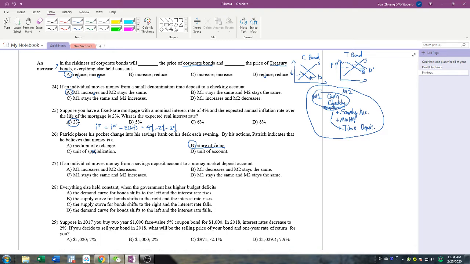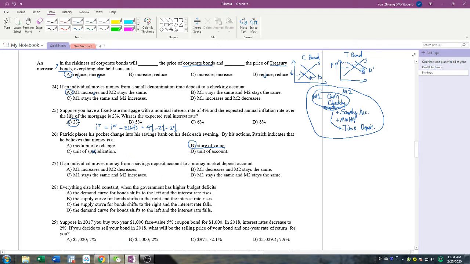However, unit of account and medium of exchange are sometimes confusing, but we worked with one of those questions before, right? I think it's in the first 2 videos. So you can check that out if you are confused about medium of exchange and unit of account.